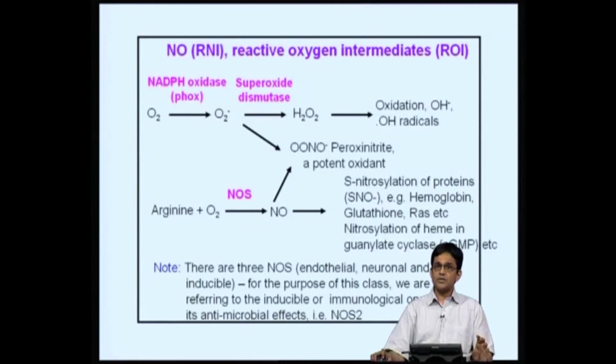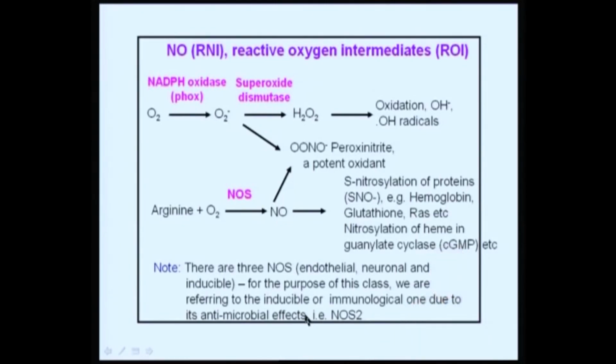You have the eNOS, which is the endothelial NOS, the neuronal NOS, nNOS, and then you have the inducible NOS. For the purpose of this class, and especially with respect to the immune system, what we are referring to is the inducible or immunological one, the iNOS, commonly known as NOS2, which is shown over here. Now, what happens with nitric oxide, it can combine, as shown over here, with superoxide to form peroxynitrite, which is an extremely potent oxidant.